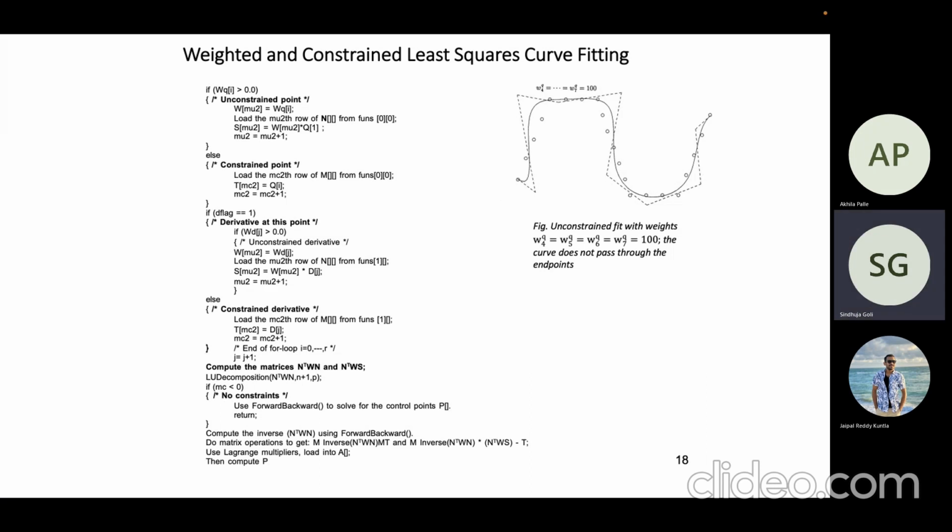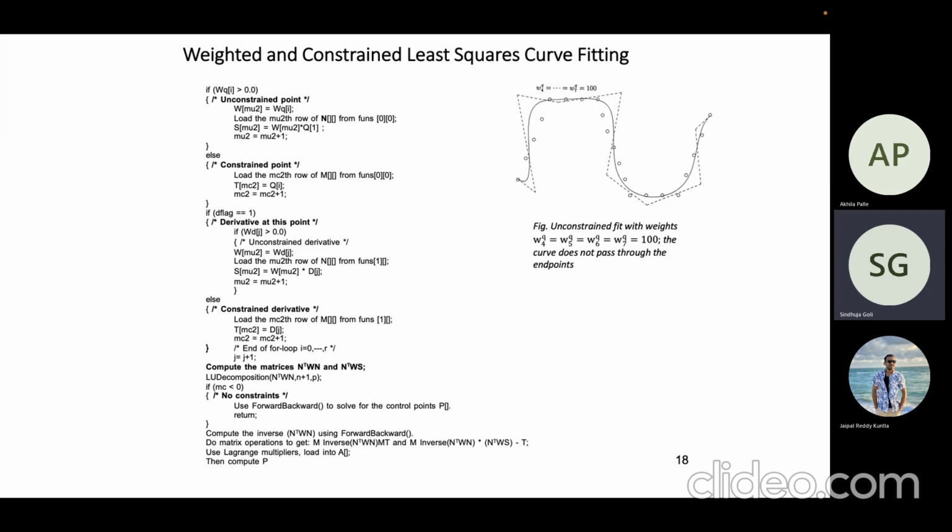And we also have unconstrained point, constraint point, and derivative at this point, and constraint derivative. After that, it computes the matrices N transpose Wn and N transpose Ws, and computes the inverse of N transpose Wn using the forward backward method. Do matrix operations to get M inverse of N transpose Wn into Mt, and M inverse of N transpose Wn into N transpose Ws minus T. So by using Lagrange multipliers, load into A array and then compute P.